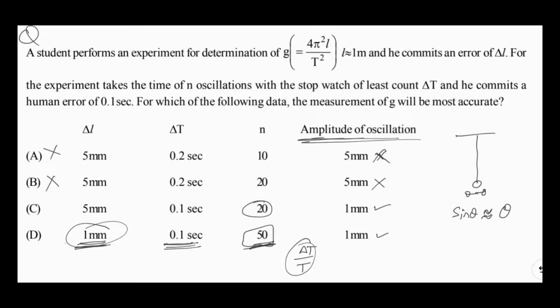And similarly, length is measured with more accuracy because delta L is less. Hence, length is also measured with more accuracy. Delta L by L, the relative error in L, will be least. So option D has the least error in length and the least error in time period. So it will give you the least error in g. So the correct answer should be D only.